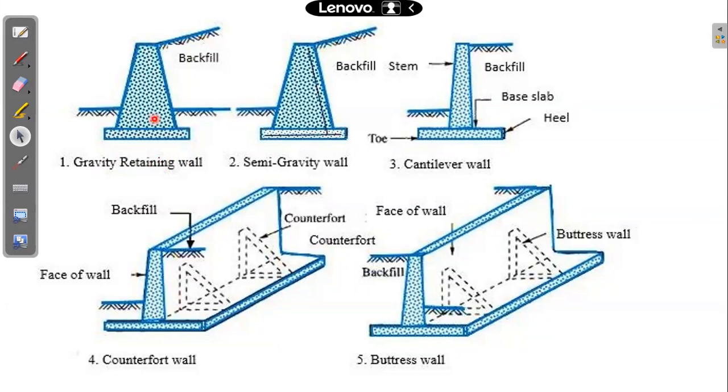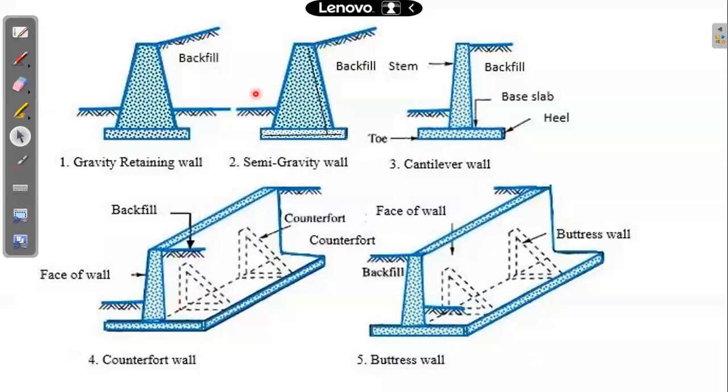The masonry retaining wall, which was there in the first picture, the stone masonry retaining wall, is a gravity type of retaining wall. The name comes because it maintains its stability due to its own weight, like we have gravity dams. The same concept applies in the case of this gravity retaining wall also. So that is what the gravity type of retaining wall is.